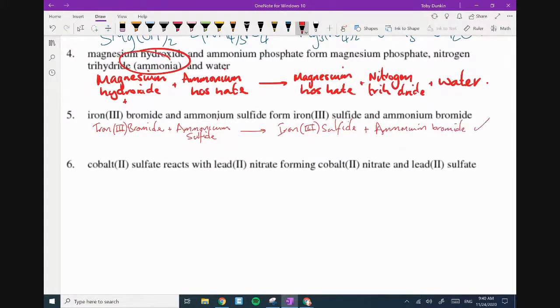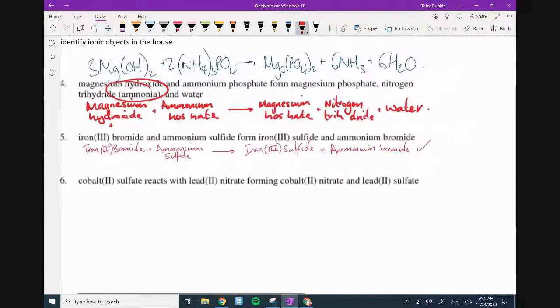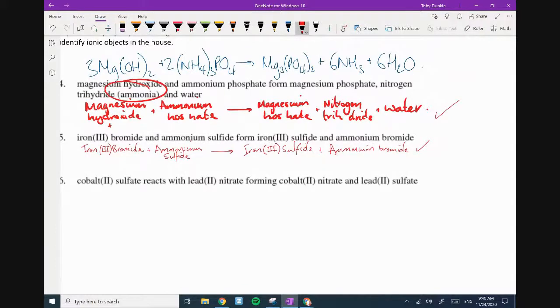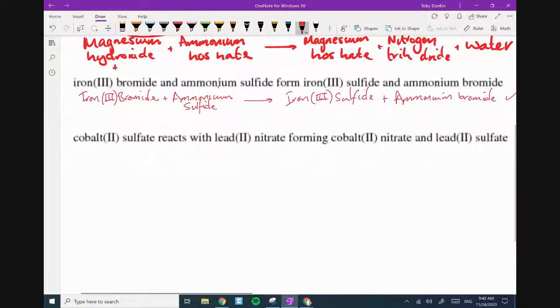Okay, 1 mark. Right, change to symbol. Can I just point out, each one of these is worth 3 marks: 1 for the word, 1 for all the formula being correct, and 1 for the balancing. Right, now I need to convert it to symbol.